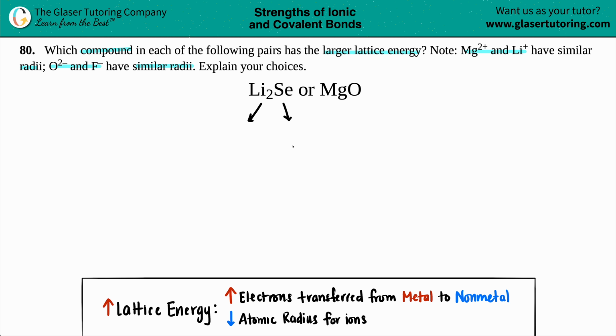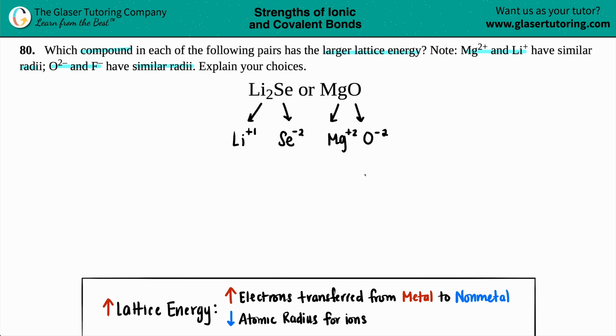So we have lithium and selenium. This will break into Li and Se. Now on the periodic table, lithium is a +1, right? It's in group 1. And selenium, it's in oxygen's group, that's group 6A, 16. So that's a -2. MgO breaks down into magnesium and oxygen. Magnesium is in group 2, so that's a +2. And oxygen is in the same group as selenium, just like we said, so that's a -2.